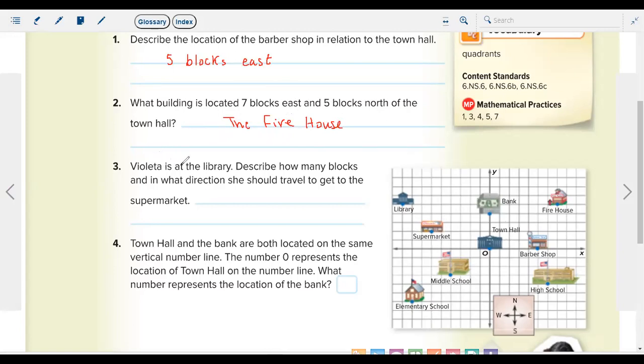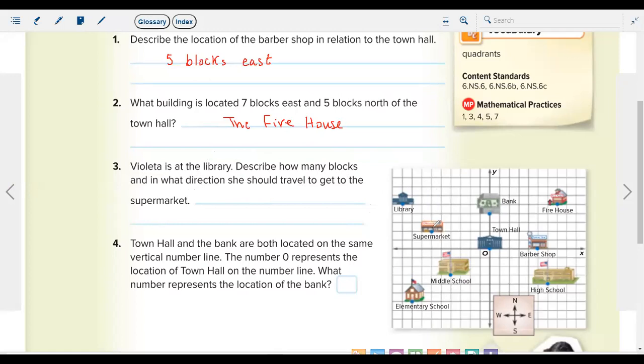Violeta is at the library. Where is the library? Here is the library. But also we focus on the blue dot. Describe how many blocks and in what direction she should travel to get to the supermarket. She wants to go to the supermarket. Where is it? This one.